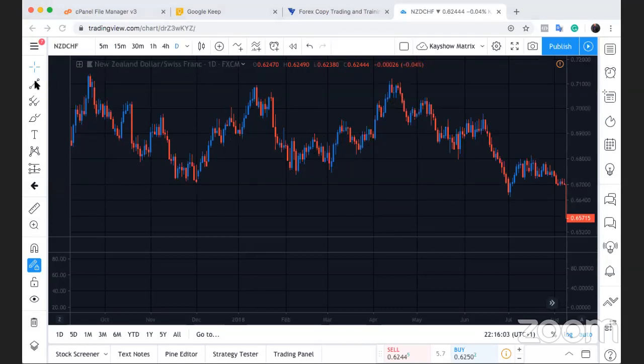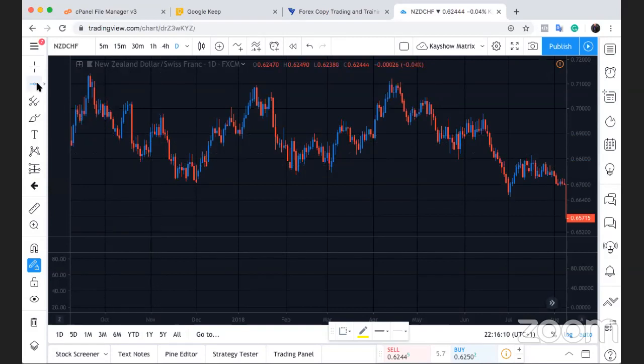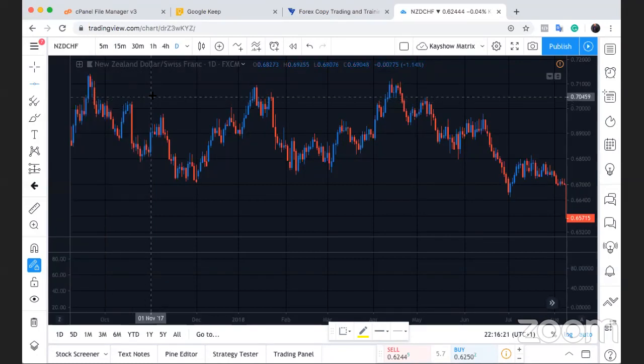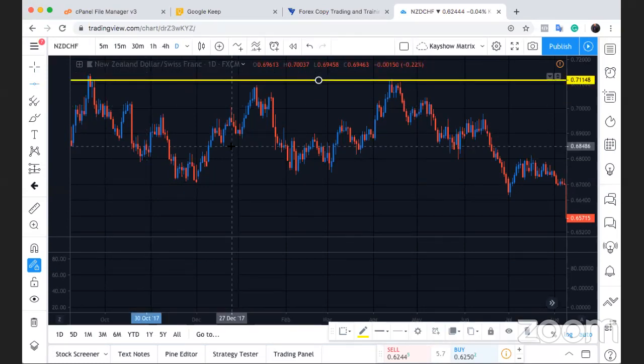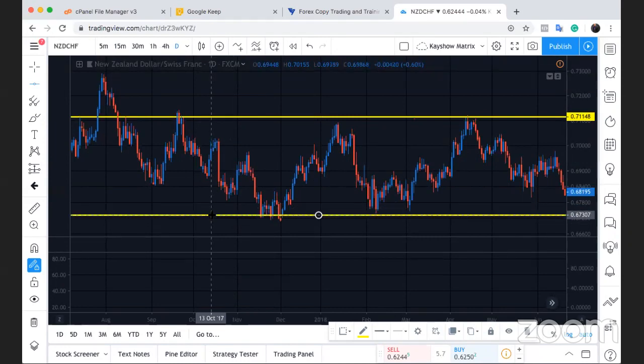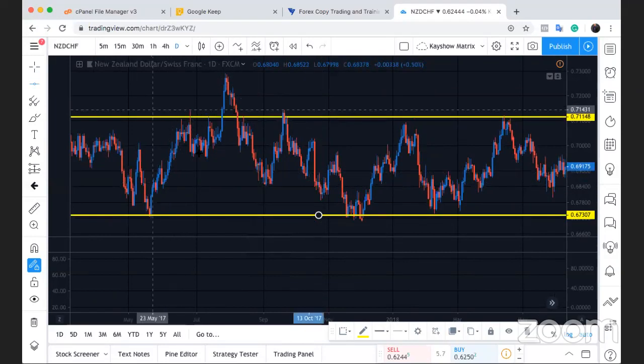So let me use some tools here so I can draw some lines for you, so you'll be seeing what I'm doing. Horizontal line. Okay, so let me draw a horizontal line here so that you see what I'm talking about. If I draw one here, I've marked that as my what? My ceiling. And I draw another one somewhere around here, I've marked this as my what? As my resistance. So can you see the ceiling? Can you see the resistance?